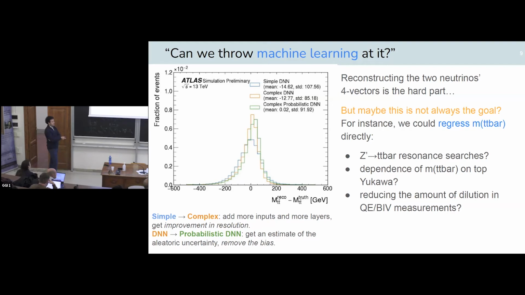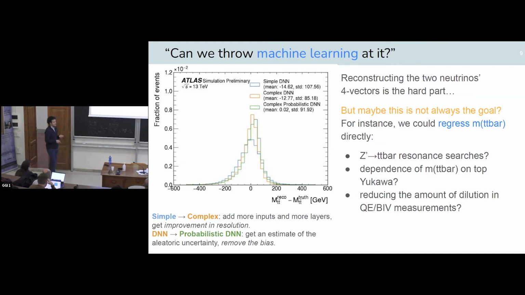Okay, so I want to explain exactly what's going on in this plot. Just look at the 3 curves. There are two conclusions we draw from these initial studies of trying to regress the tt̄ mass with Monte Carlos, with machine learning. The first is that if you make your machine learning model more complicated by adding more information about the event, of course you get better resolution. But this resolution is not the only thing you care about. You also care about being unbiased in your estimation of the tt̄ mass.